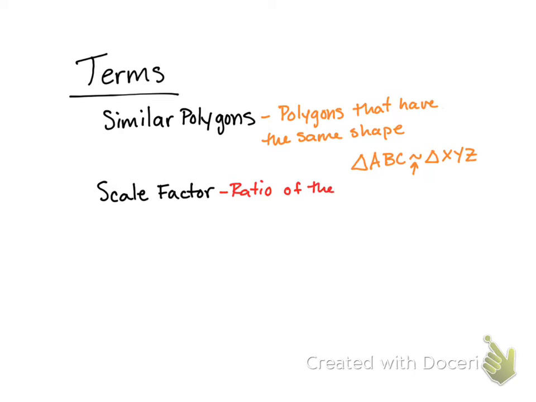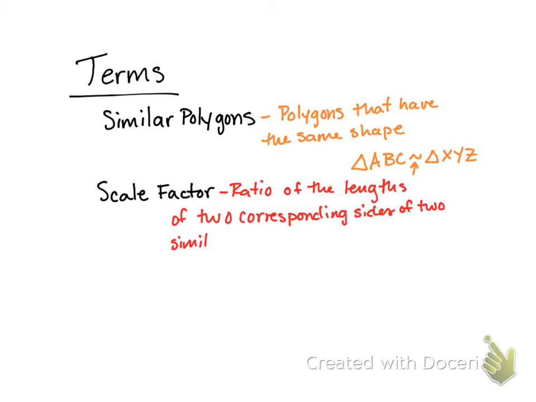The second term we need to talk about briefly is scale factor, and a scale factor is the ratio of the lengths of two corresponding sides of two similar polygons. And we're going to talk about what that looks like in more detail in just a little bit.